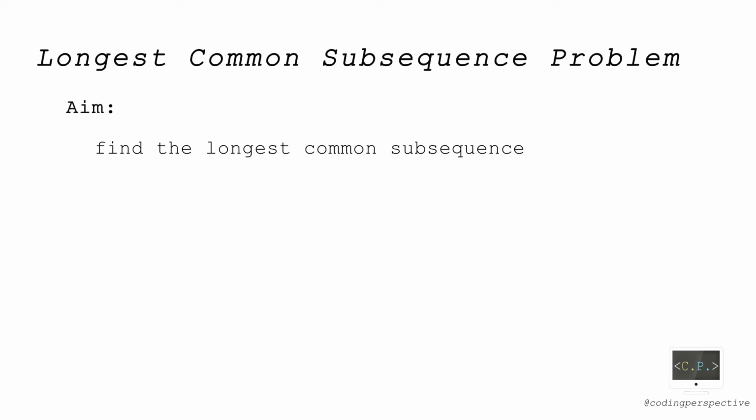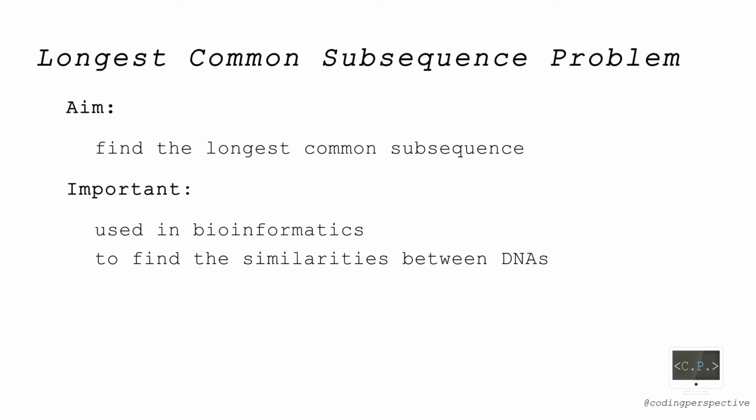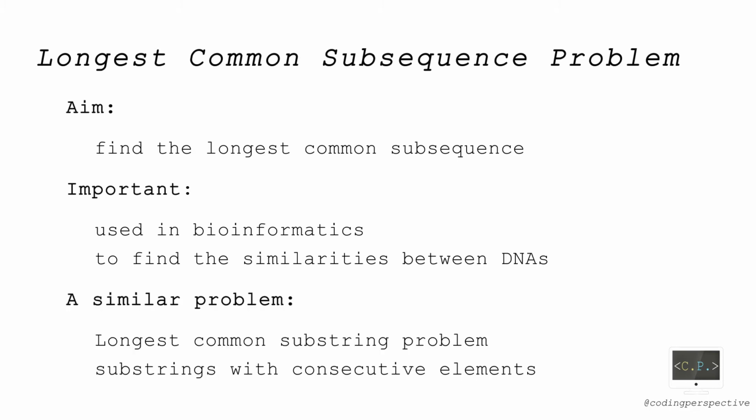Our aim in this problem is to find such a subsequence for a given two sequences. The longest common subsequence problem is important because it's commonly used in bioinformatics to find the similarities between two DNA sequences. A similar problem to this one is the longest common substring problem. In that problem, different than this one, the substrings should contain consecutive elements.